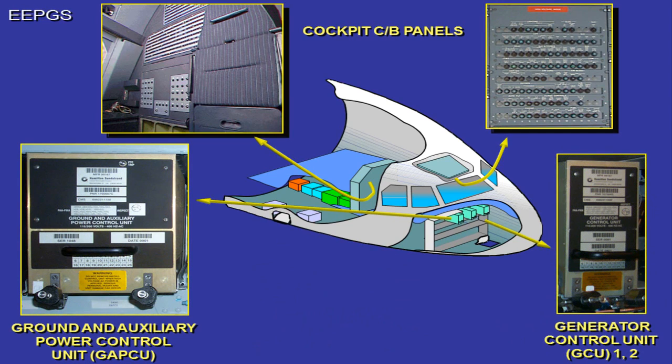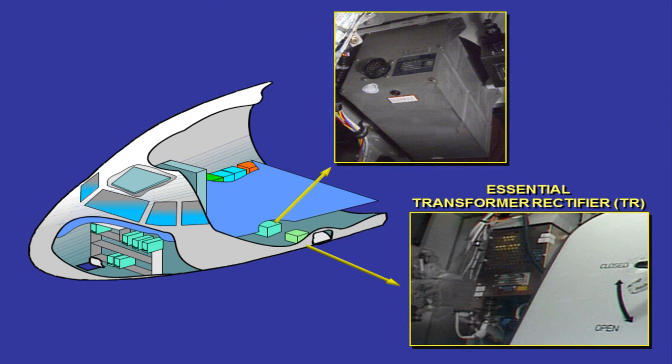In the EEP-GS, the GPCU is replaced by a Ground and Auxiliary Power Control Unit, GAPCU. The GAPCU controls the APU generator and the external power channels. The essential TR is identical to TR1 and TR2. It converts 150 volts AC to 28 volts DC at a rate of 200 amperes. The emergency GCU connects the emergency generator to the essential network if all conditions are met.